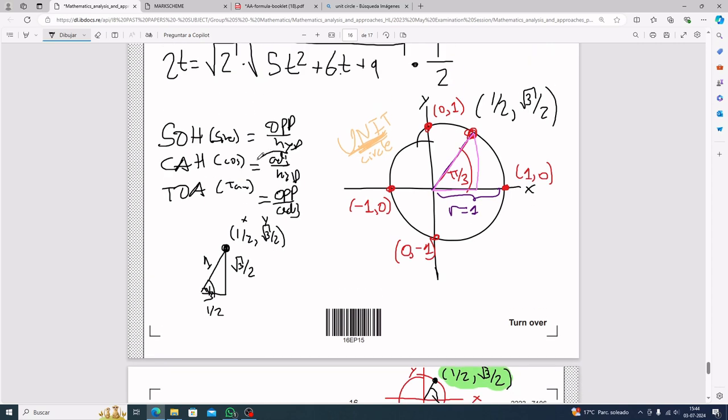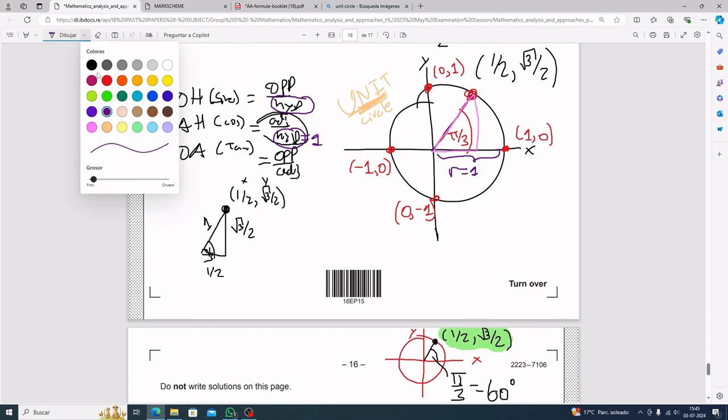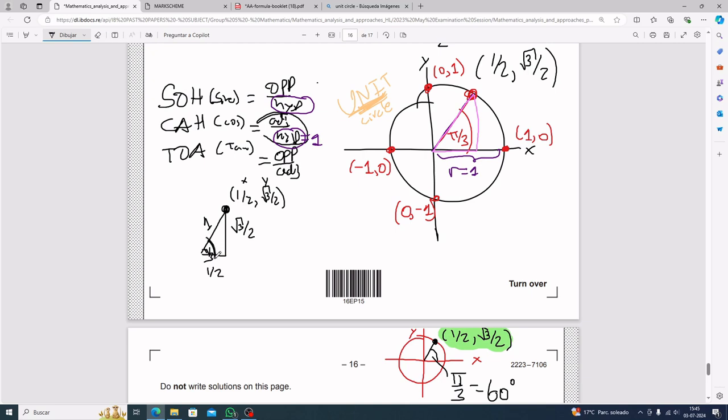So cosine was adjacent over hypotenuse. And so all along your unit circle, all the hypotenuses are equal to 1 because your radius equals 1. And what is the adjacent in this case? Well, the adjacent of this angle, the one right next to it, is simply 1/2.